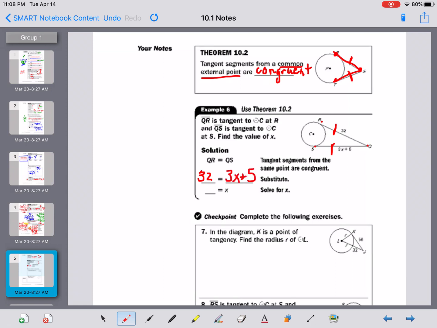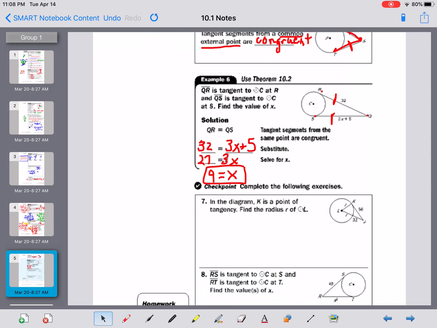I'm going to subtract 5 first and get 27 equals 3x. Divide by 3, and x equals 9. So common tangent lines or tangent segments from a common external point will be congruent. All right, moving our page up here.